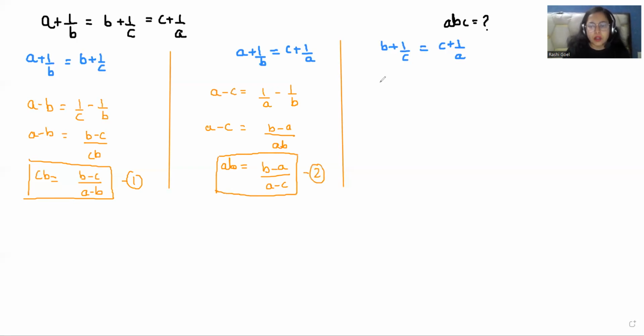Now, here b minus c is equal to 1 over a minus 1 over c. Now, the LCM is AC. I can write here c minus a. I'll take AC to the other side and b minus c to the other side. AC is equal to c minus a over b minus c. And this is my equation number 3.